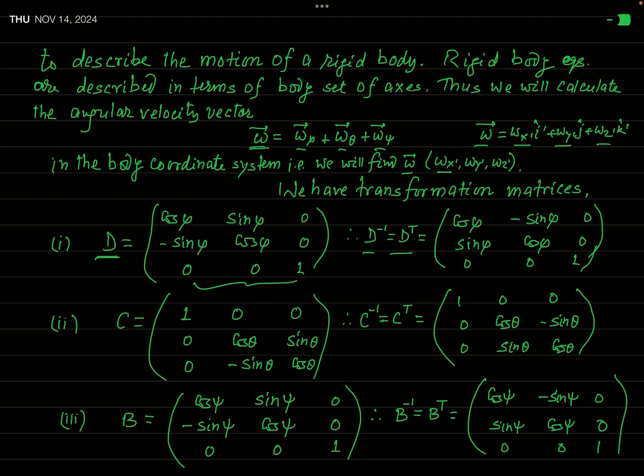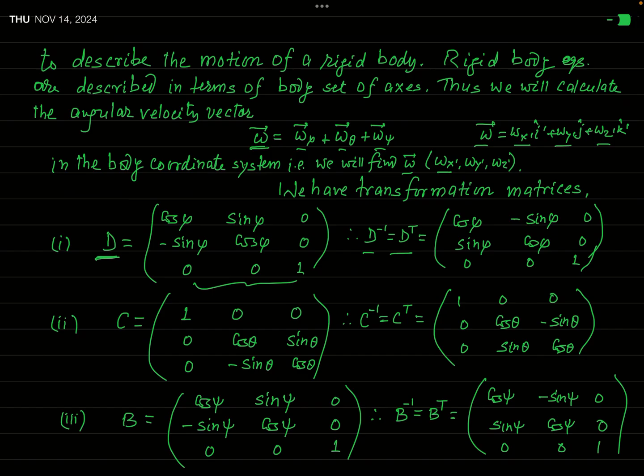So you can see the first column of matrix D is cos phi, minus sin phi, and 0. If you find D inverse, D inverse will be equal to D transpose. Why? Because D is an orthogonal matrix, so this will be just equal to the transpose of D.